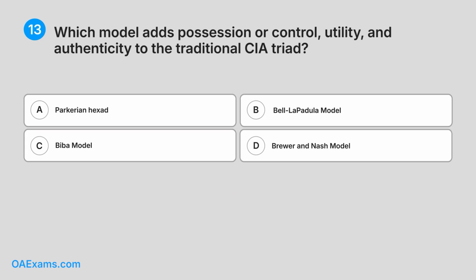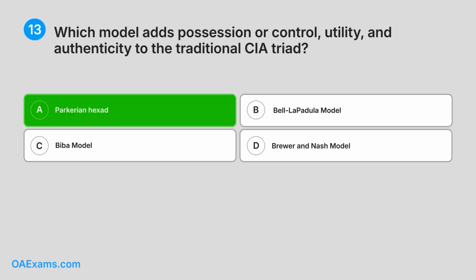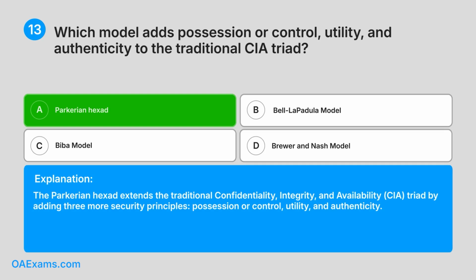Correct answer: A. Parkerian hexad. Explanation: The Parkerian hexad extends the traditional confidentiality, integrity, and availability, also known as the CIA triad, by adding three more security principles: possession or control, utility, and authenticity.